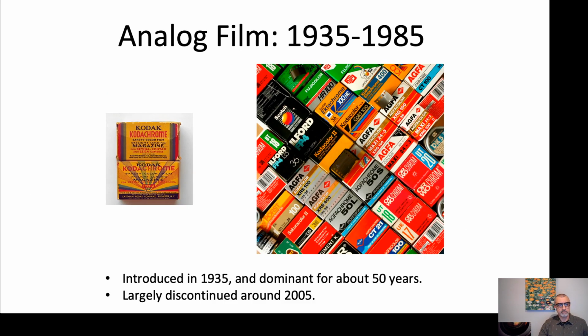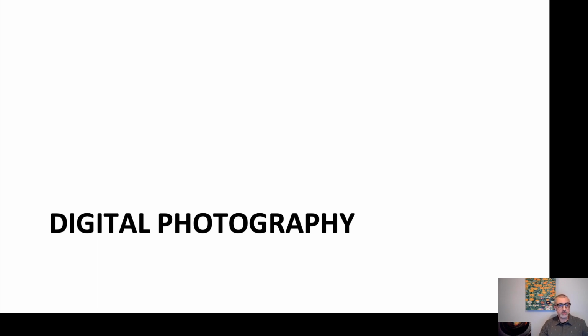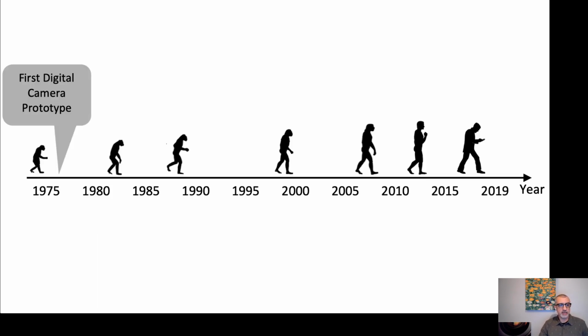Okay, so let's talk a little bit about analog photography. Analog film dominated for about 50 years, and it was largely discontinued around 2005. The pioneer in this area was, of course, Kodak, but there were many other makers of the analog rolls as well. However, digital photography is the main topic of today, and so let's take a bit of a historical tour of what transpired here. The first digital camera prototype was built around 1975.